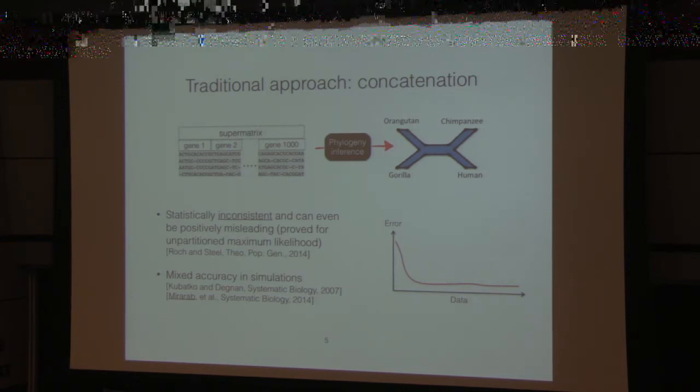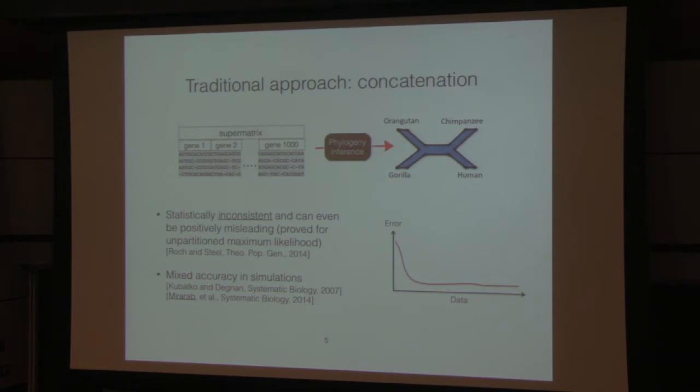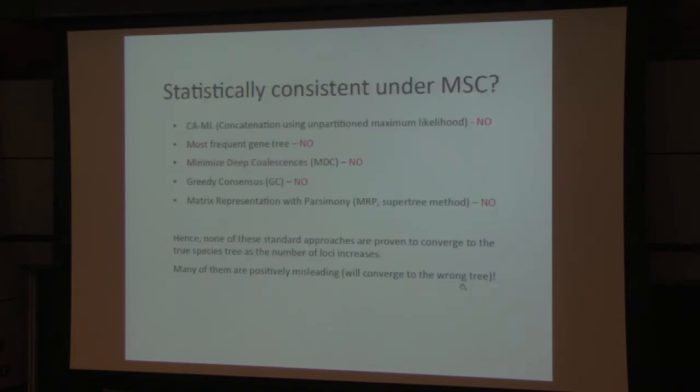Okay, so mixed accuracy in simulations. Sometimes it's worse, sometimes it's better. So this is an example where it's not consistent. As you increase data, error is going down, but then it just sort of plateaus. So the data here are like the number of genes, right? You have more and more genes that you're taking from the genome, and if that data is going to infinity, you'd like your error to go to 0, but it's not going to 0. It's gone down, but then it's just hovering.